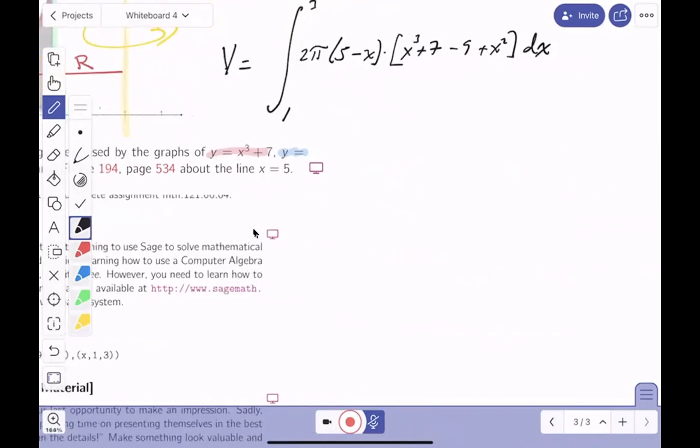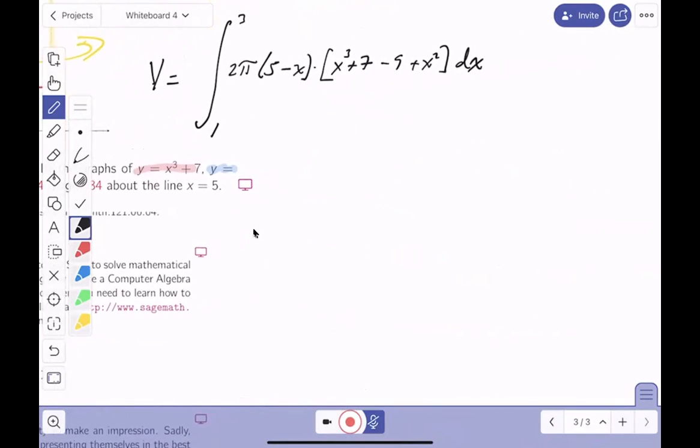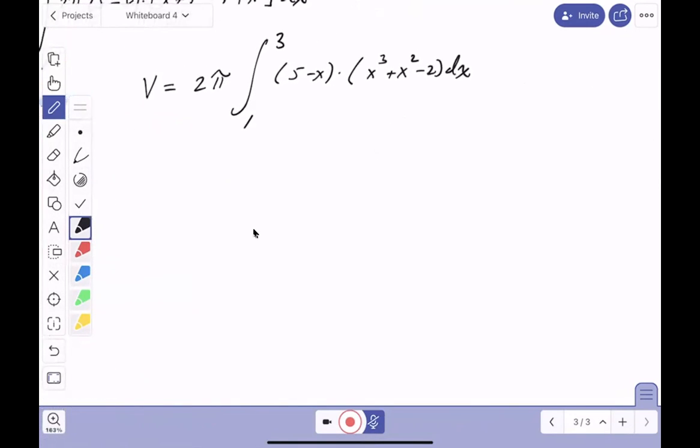Now, granted, these numbers look a little bit nasty, but let's go through it. All right. You might have to use a calculator. I don't know. So I can put the 2 pi out. 1 to 3. All right. And I get 5 minus x. It's going to be the toughest problem in the set. This is typical. Problems get more difficult as we move forward. And what do you get there? x cubed plus x squared. All right. And 7 minus 9 is minus 2 dx. I'm going to continue to simplify the integrand.